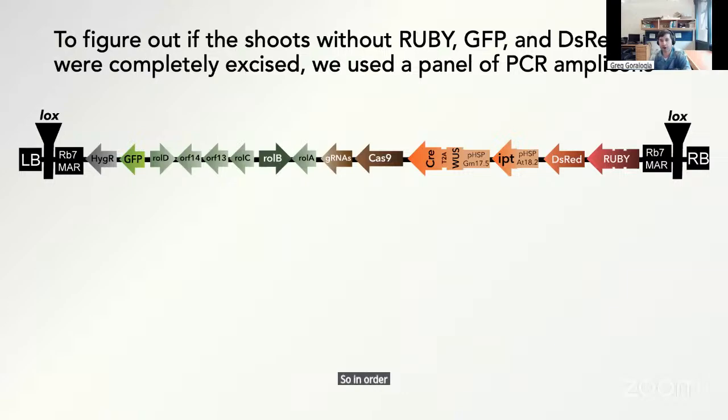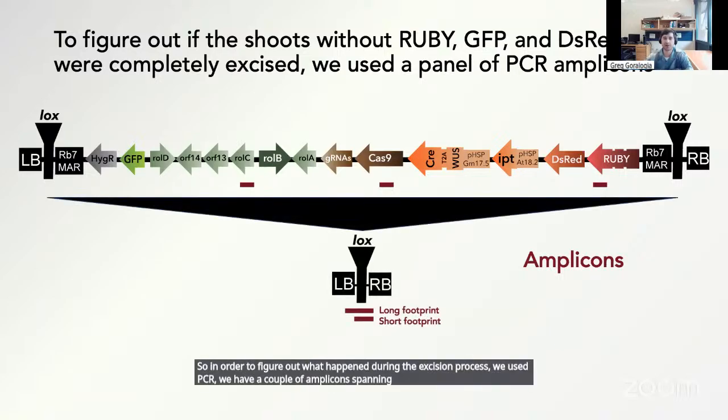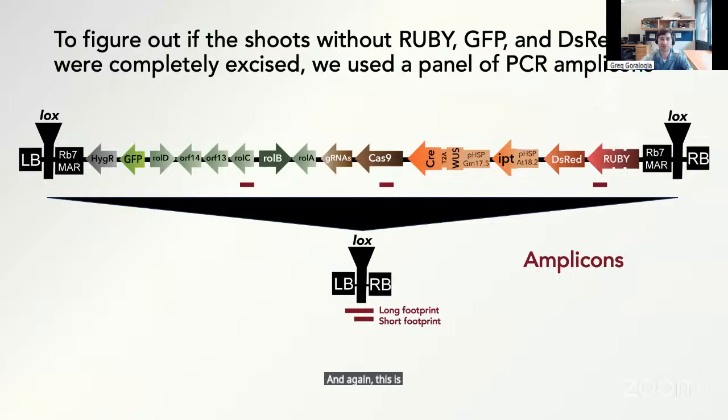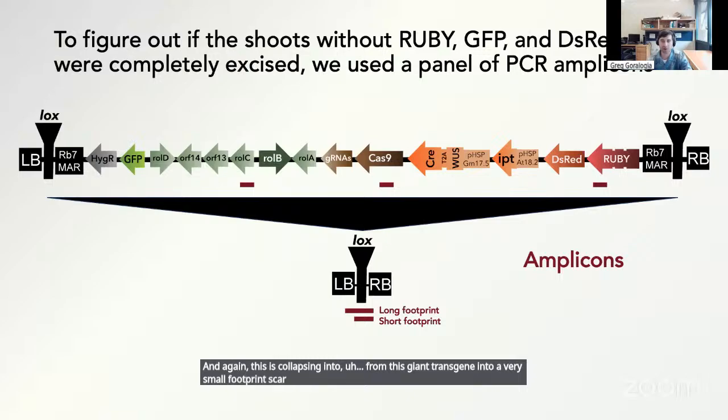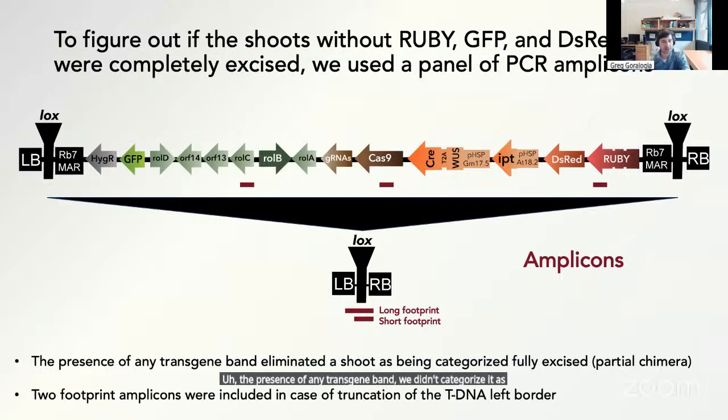So in order to figure out what happened during the excision process, we use PCR. We have a couple of amplicons spanning the transgene. And again, this is collapsing from this giant transgene into a very small footprint scar. And so we have a couple of primers spanning that region. The presence of any transgene band, we didn't categorize it as excised. And then we included multiple amplicons in the footprint in case there was a left border truncation.